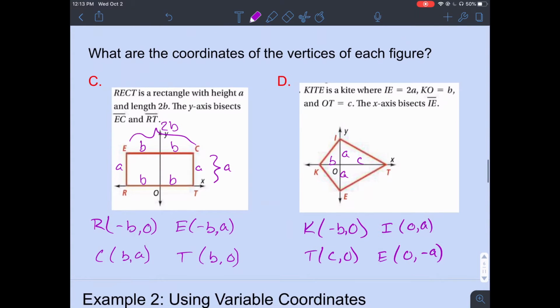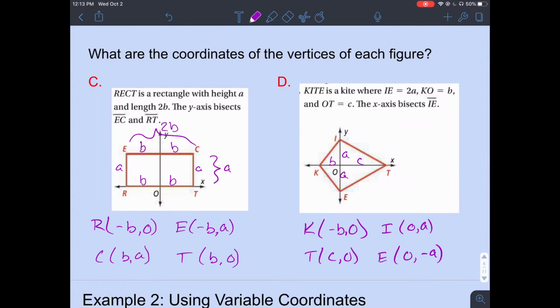All right, so let's see how you did. In this one, they tell us it's a rectangle with the height of A and the length of 2B. Since it says the y-axis bisects EC and RT, that means it cuts it in half. So if the full length is 2B, each length on each side would be B, and the height would be A. So that would give us R being located at negative B, 0.